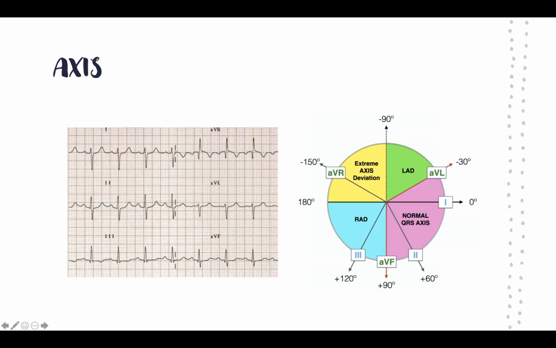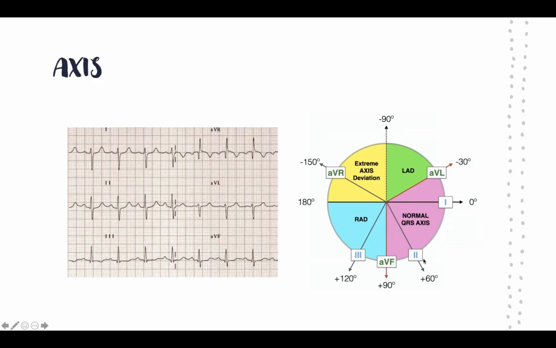The axis is telling us that when you add up all the directions of the electrical activity of the heart, there seems to be a vector. And we talked about this. Most of the time it seems to be around the second lead, the SA node to the AV node to the ventricles depolarizing. It tends to have this kind of angle.